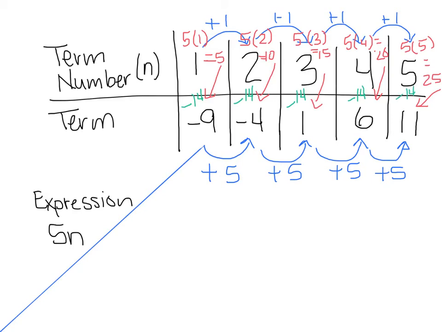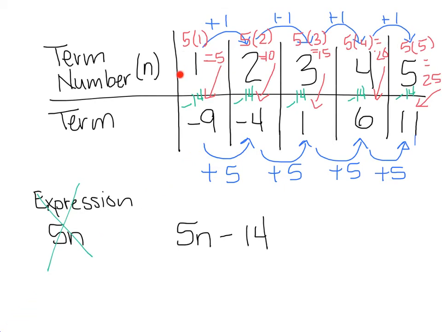So this now implies this expression is wrong, and it implies that my expression should be 5n minus 14. Okay, so let's test it. Let's go back to the first term here. And let's replace n with 1. So we've got 5 times 1 minus 14.